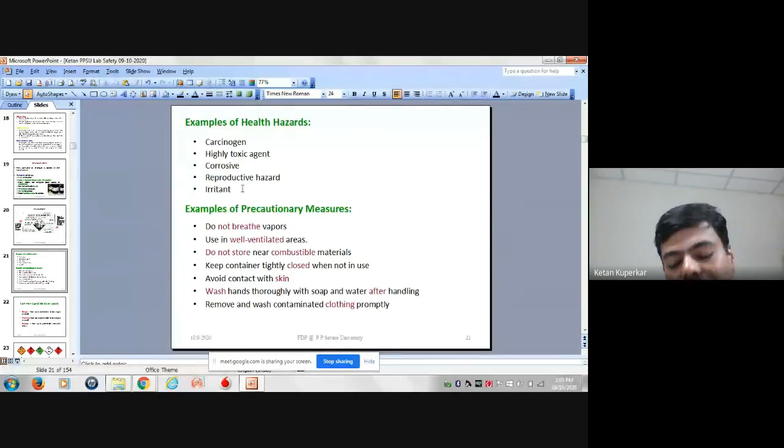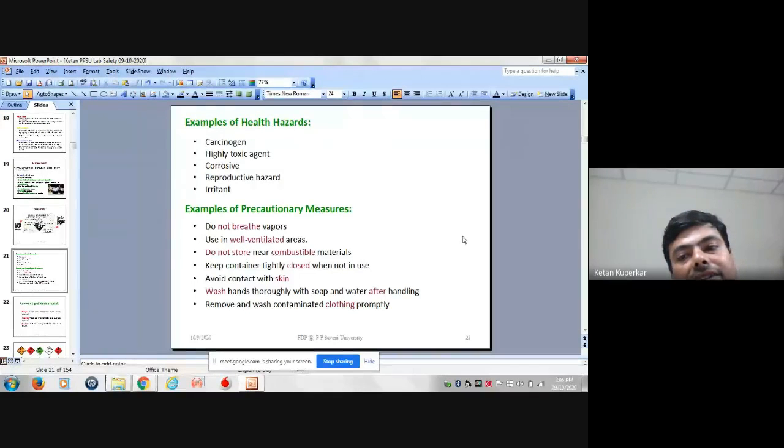Now they mention very strictly that in no case should any individual ignore all these things. So precautionary measures, a few very basic ones, I have mentioned here. Do not breathe their vapors, open them in well ventilated areas, and do not store near combustible materials. Keep them airtight and closed when not in use. Avoid direct contact with the skin. Wash hands thoroughly with soap and water after handling.